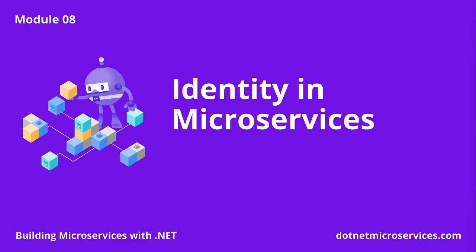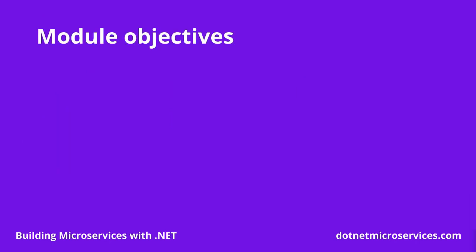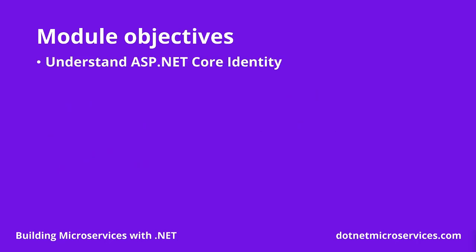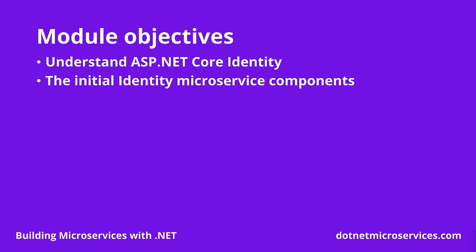In this module, you will learn all about the membership system built in to ASP.NET Core and how you can leverage it to stand up an identity microservice that can keep track of the different users that will interact with the Play Economy system. By the end of this module, you will have a solid understanding of the following. What is ASP.NET Core Identity and how you can enable it in your ASP.NET Core apps? An initial high-level view of the components to be added to our upcoming identity microservice.